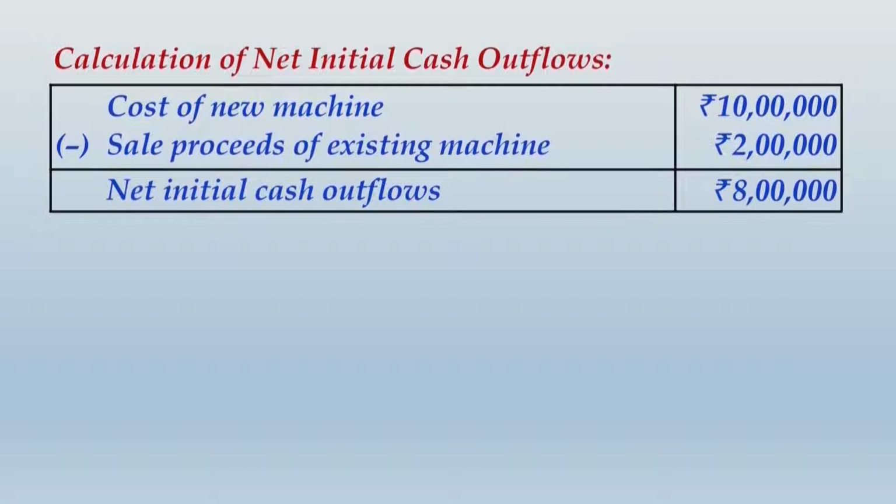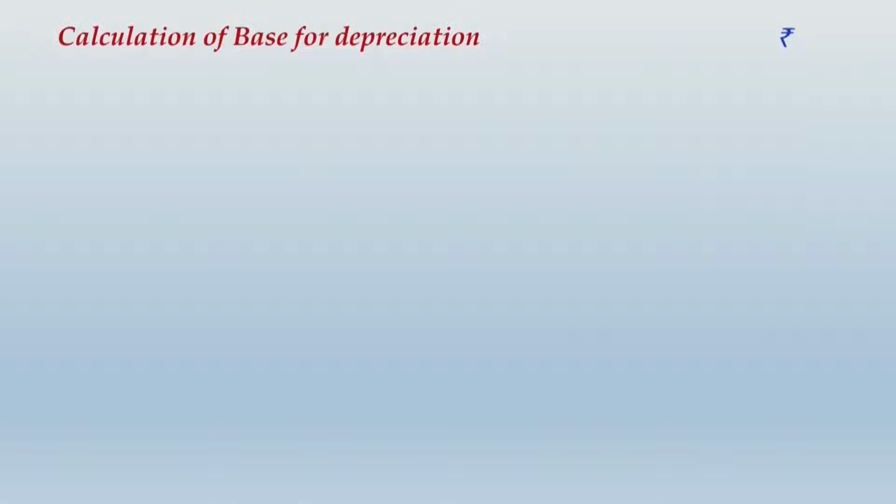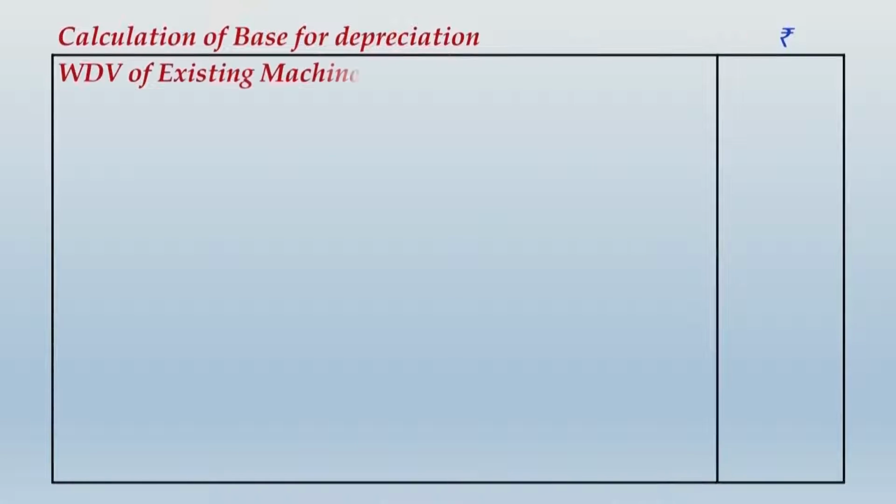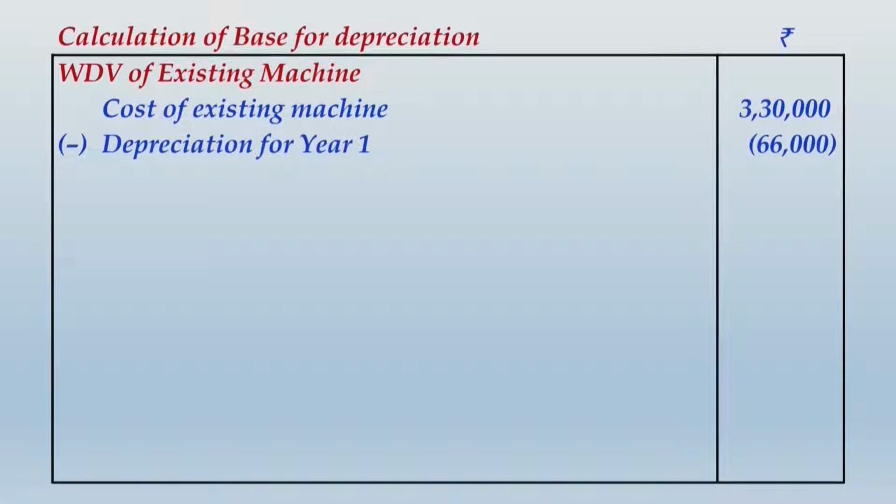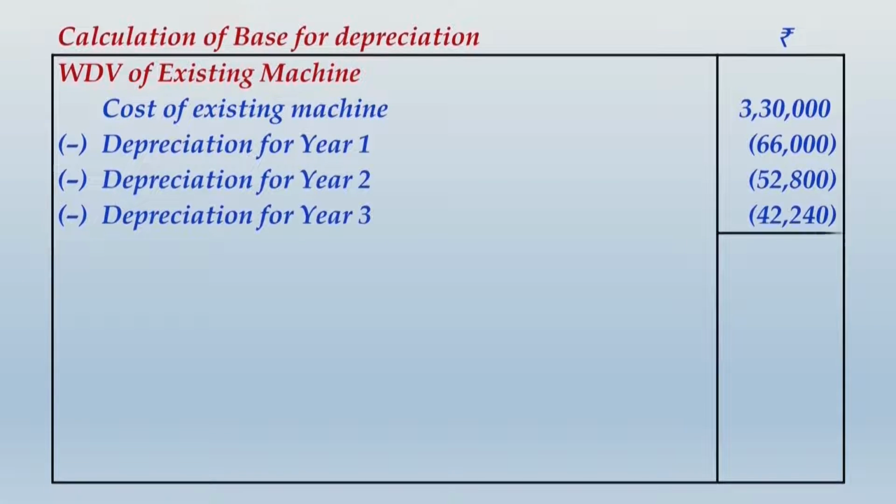Alright friends, once you have completed this entire working, let us move ahead, and now we are going to compute the base for depreciation. For this purpose we need the WDV of the existing machine. The question doesn't inform you the WDV of the existing machine, they just give you the cost of the existing machine, which was given as 3,30,000. You charge depreciation for year 1, then year 2 and then year 3 at 20% on WDV basis, and you find the WDV of the existing machine.